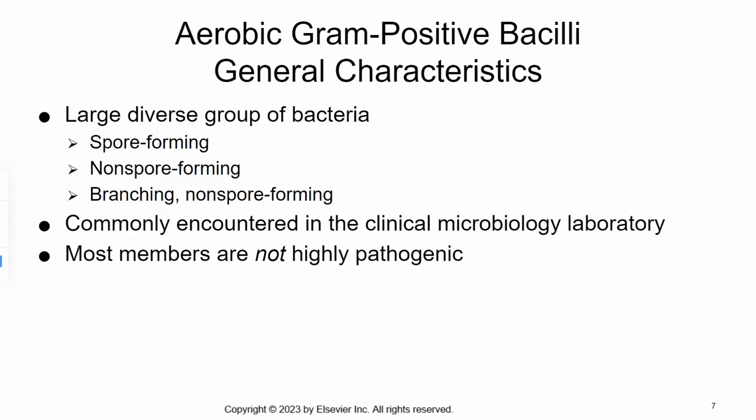Aerobic gram-positive bacilli are a large, diverse group of bacteria. Some are spore-forming, some are non-spore forming. And by spore, we're talking about that endospore. If you remember from previous classes, certain types of bacteria are able to produce endospores. An endospore is a super dormant form of the bacterium. It's almost like a bacterial seed.